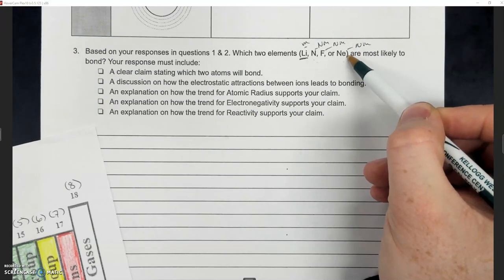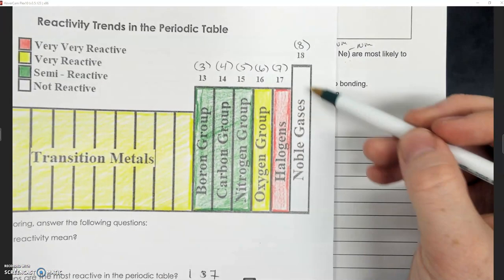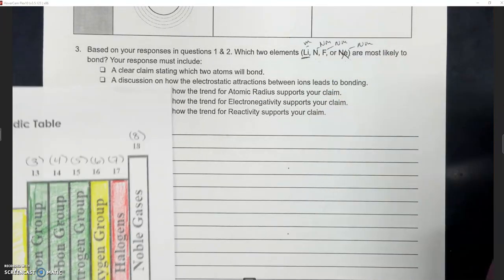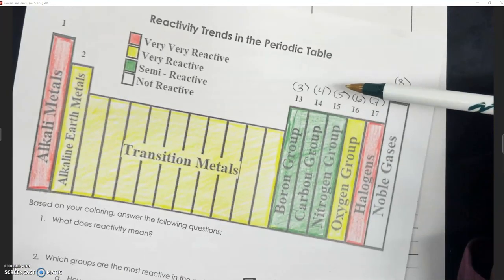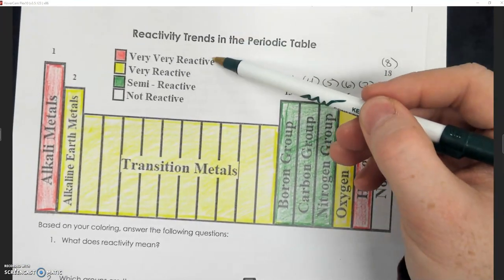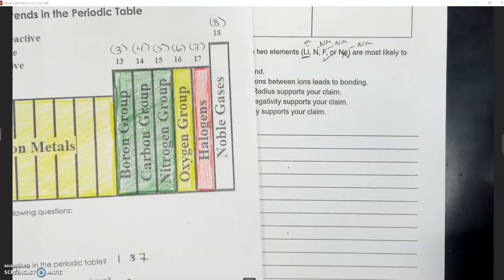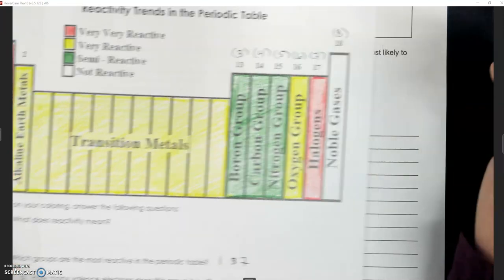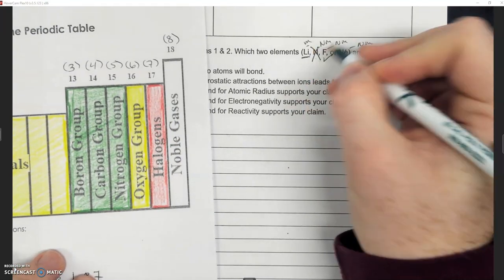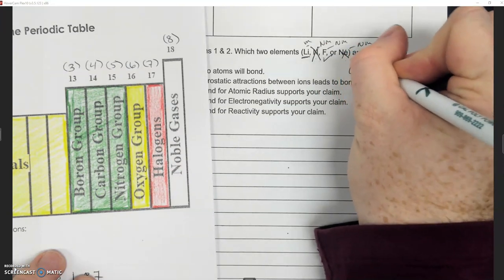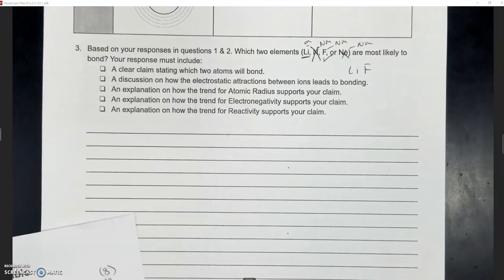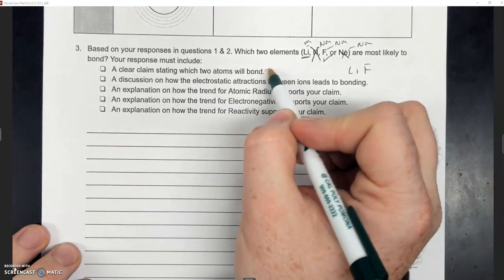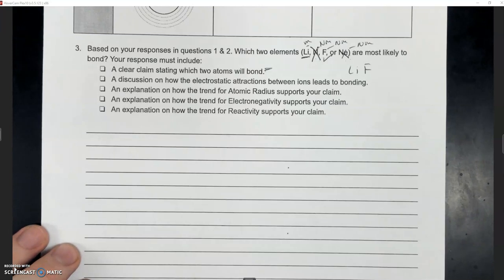Neon is in group 8A. It doesn't react, so we're not going to choose that one. F is in group 7, very, very reactive, so we might choose that one. And N is in group 5, not very reactive, so I'm not going to choose that one because it's not as reactive. So that means Li and F are most likely going to bond together. You need to state that clearly in one sentence in your CER.